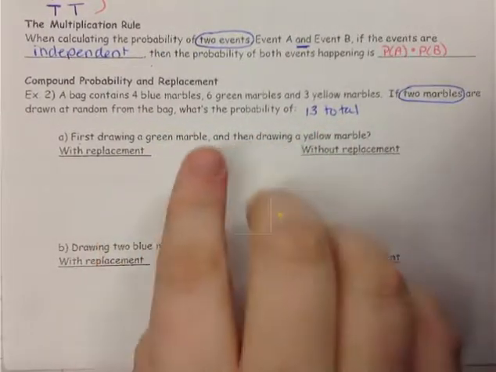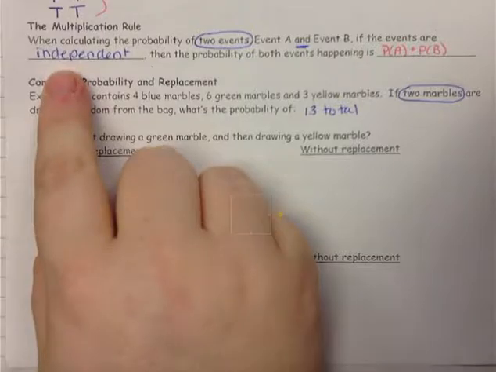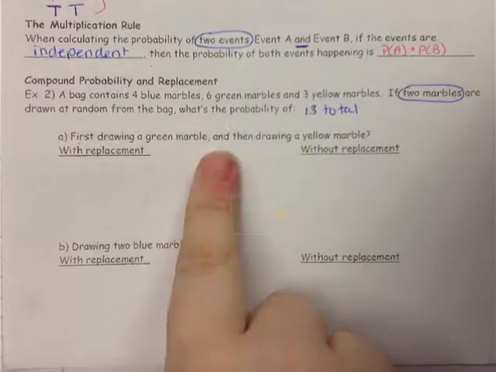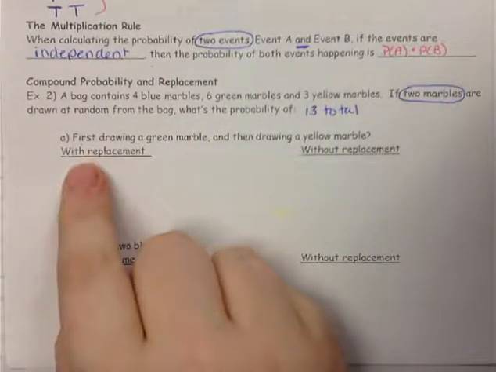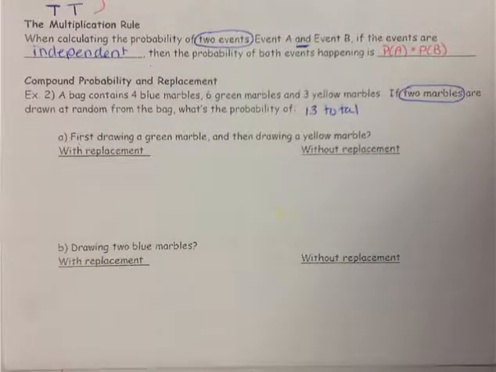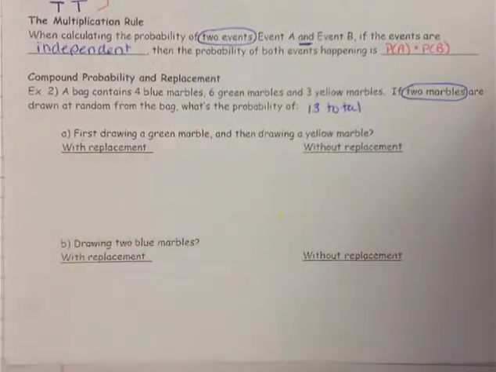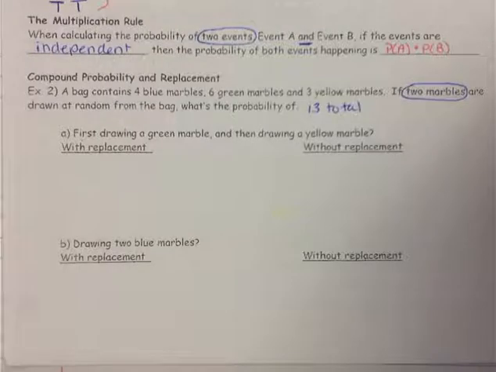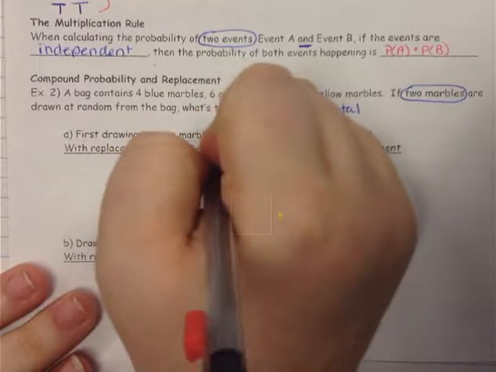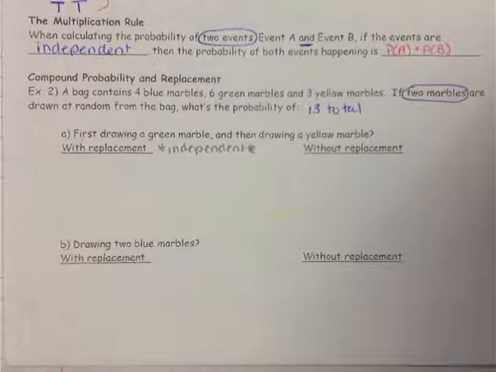Now, it all depends on if it is independent or dependent. It's independent if the first probability will not affect the second one. So if I draw out a green marble, but then I put it back in the bag, I have the same amount of marbles in there. That means that this will be independent. With replacement means that we are dealing with independent.